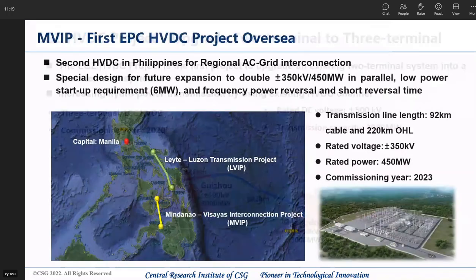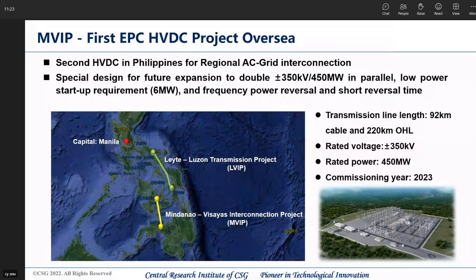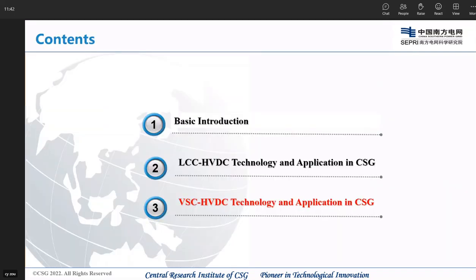Our HVDC technology has also been promoted to the overseas market. This is the overview of MVP in Philippines, for example. MVP is the 2nd HVDC in Philippines for regional AC grid interconnection, and the system is under commissioning now. Now we can come to the VSC HVDC technology and also its application in CSG.